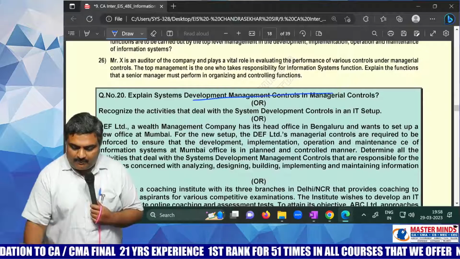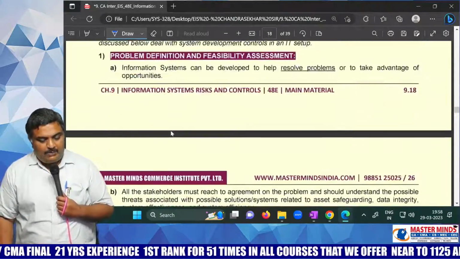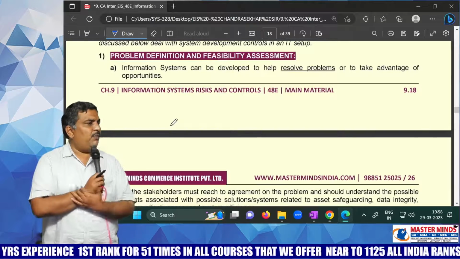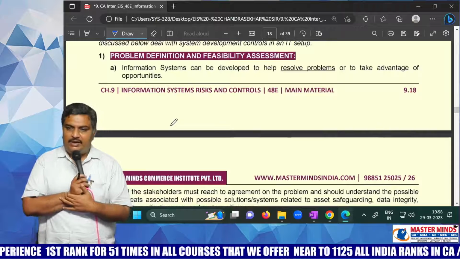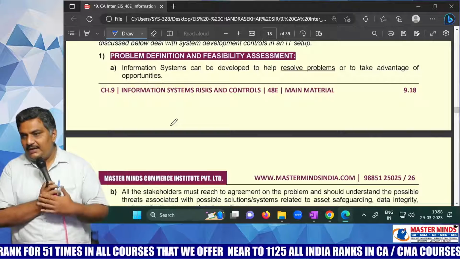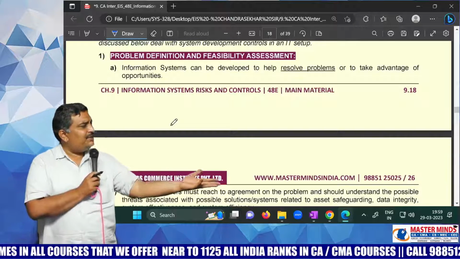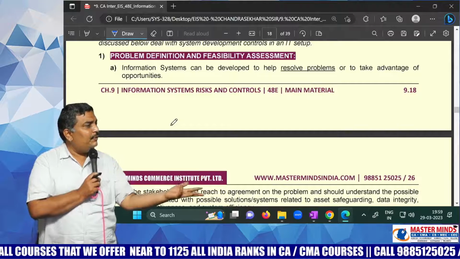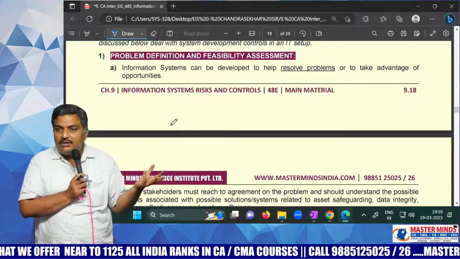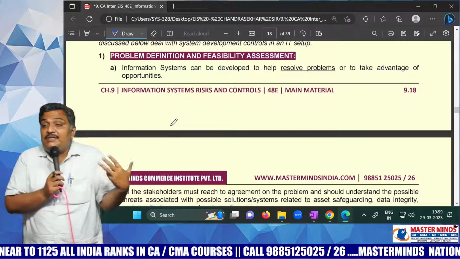Explain system development management controls. System development management controls means what? I want to develop an information system in my organization. First of all, what should be done? Problem definition and feasibility assessment. Problem definition means what? Why do you want to have an information system? What is the problem you are facing? First you should know that, and you need to define the problem. Problem definition. And second one, feasibility assessment.